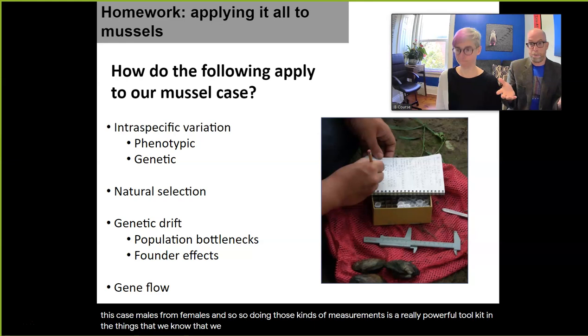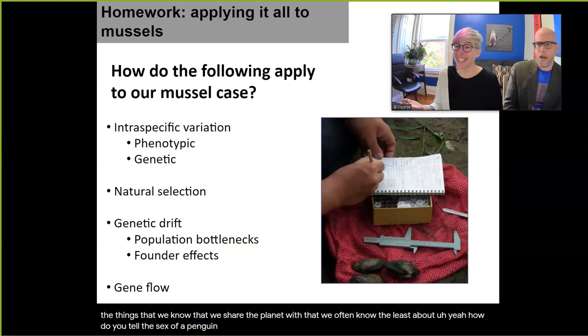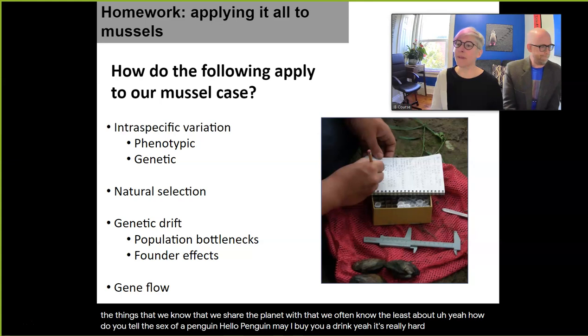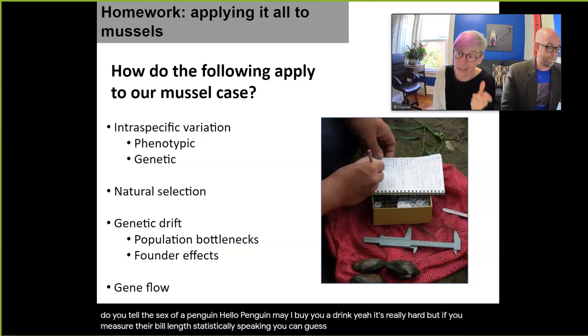How do you tell the sex of a penguin? Hello, penguin! May I buy you a drink? It's really hard. But if you measure their bill length, statistically speaking, you can guess or infer the sex about 85% of the time.